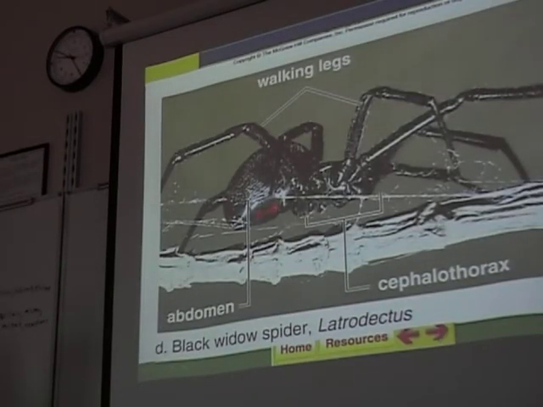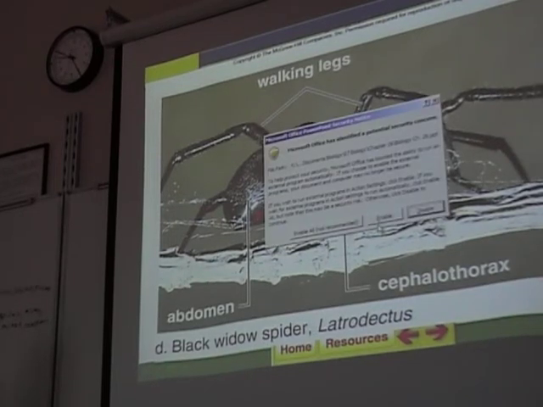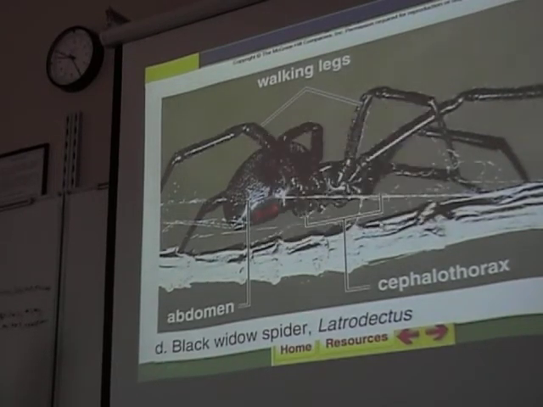There's a black widow. They have the hourglass shape on the bottom. This is one of the few poisonous spiders. There's only something like 12 in the world that can kill humans. This is one of them. Again, you would have to get stung probably a few times to be killed, but it has happened.